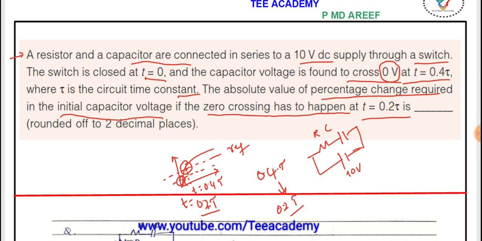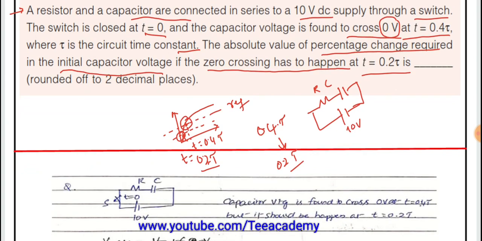And what is the voltage that we need to change here? That is the given question. If you understand the question, then the answer will be easier for you. First of all we'll find the voltage at this point, V naught, at 0.4 tau. After that we'll find the voltage at this particular point, say V naught dash, in the second case at 0.2 tau, and we'll find the percentage difference. That's it. So that is the concept of this question.